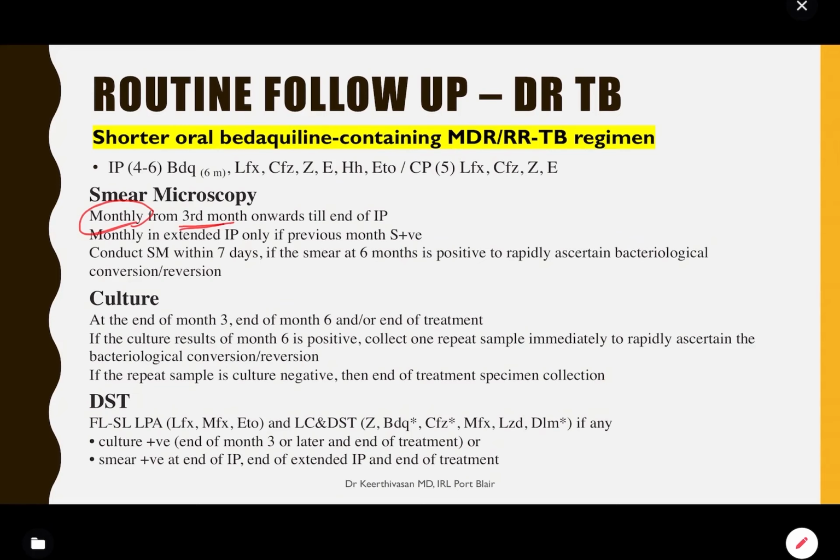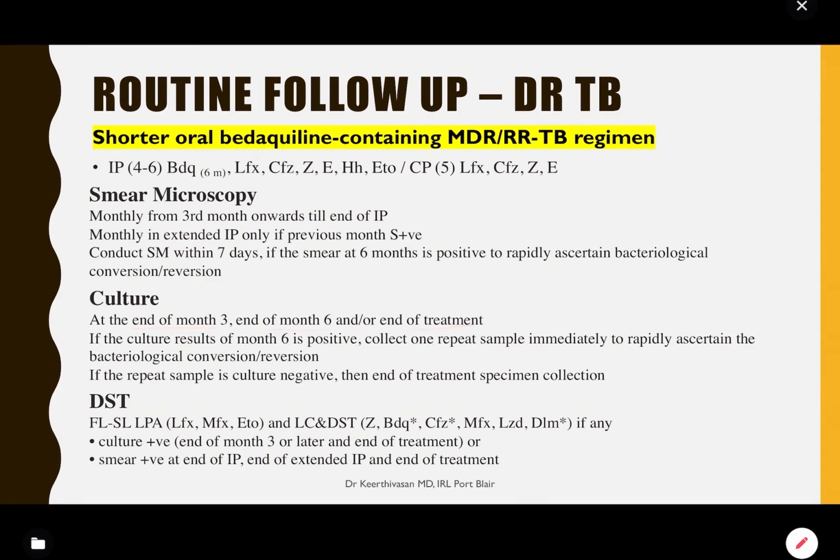So you may think that in DRTB, once we know the NAAT status, that is RIF resistant, after that there is no smear microscopy, only culture. But smear microscopy is done monthly from third month onwards till the end of IP. And if you get any positive, within 7 days another smear is done to reconfirm the smear positive status. Culture is done at the end of third month and also at the end of sixth month plus at the end of treatment. So culture is sent 3 times.